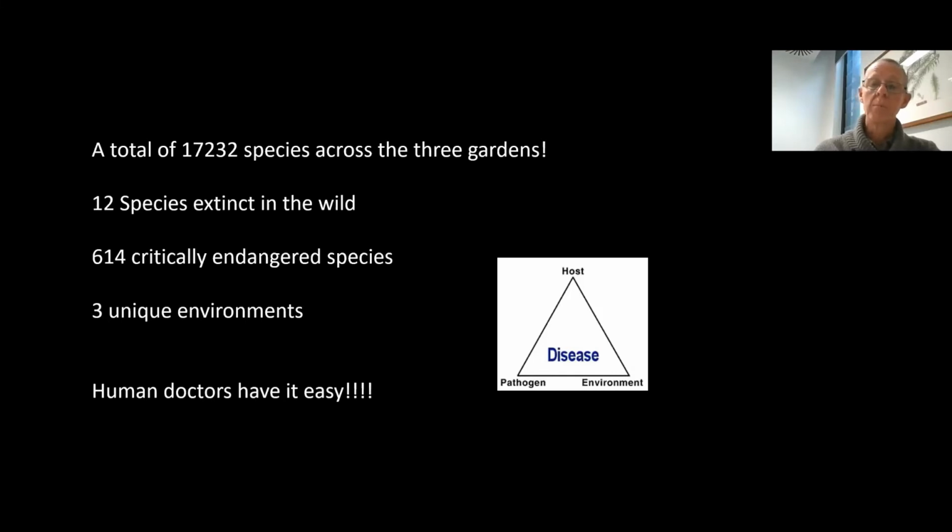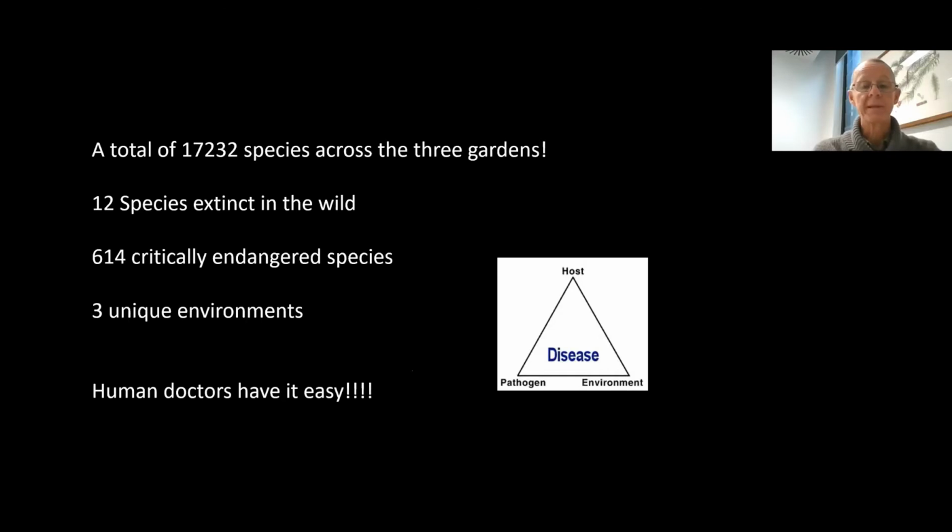And of course, when you combine 17,000 hosts with a range of different pathogens and these three unique environments, you get any number of types of possible disease scenarios, which I've illustrated there with the classic disease triangle that pathologists tend to work with in terms of what we're talking about. And then just a little comment at the bottom. It must be quite easy for human doctors to only have to worry about one species when compared to what we have to worry about with 17,000 odd species, individual species.